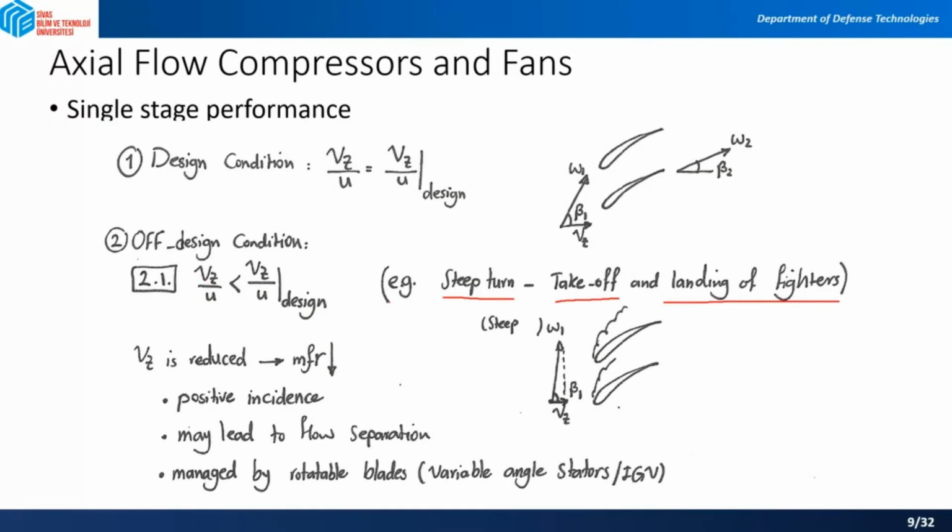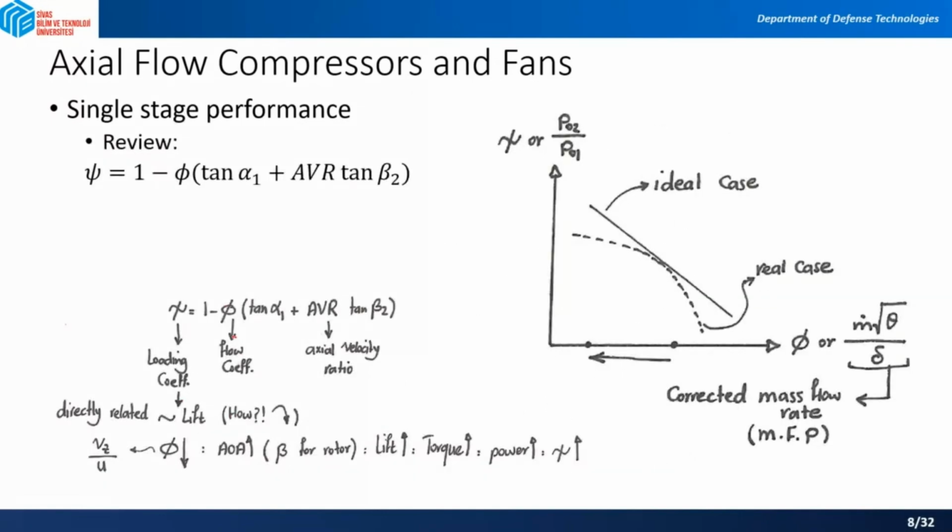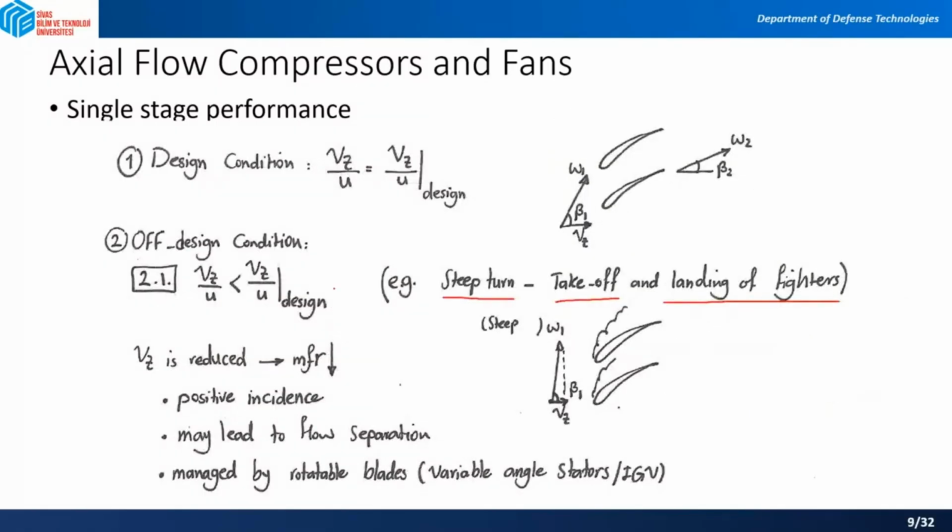Your flow coefficient is phi, which we defined as Vz over u in the previous session. Your flow coefficient is less than the design amount. Now let's compare this triangle to this triangle. In the second one, the flow coefficient is less than the design, right? That's why we are having a steep vector of the W1.